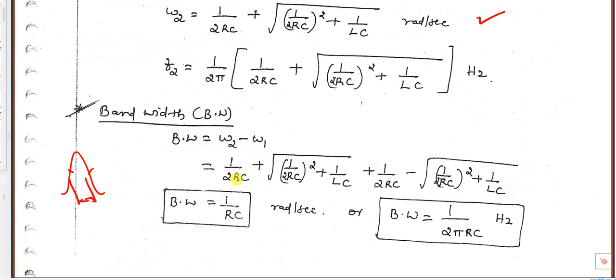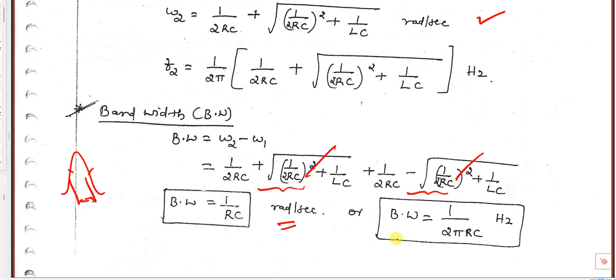So this is 1 by 2RC. This is the expression for omega 1 we got, and this one we got for omega 2. If you subtract, this will get cancelled, this will get cancelled, and you are left with 1 by 2RC plus 1 by 2RC. 1 by RC is common, half plus half is 1. So 1 by RC you are going to get. So bandwidth is 1 by RC radians per second.